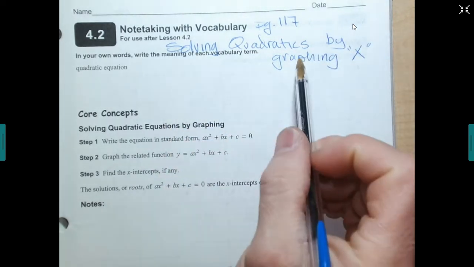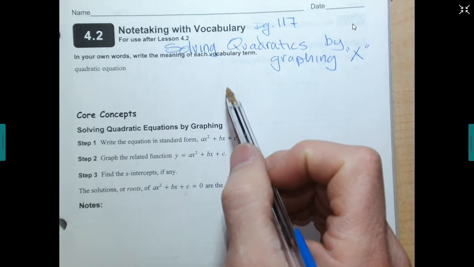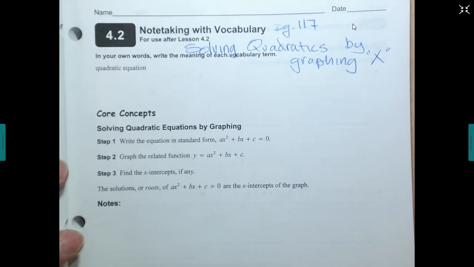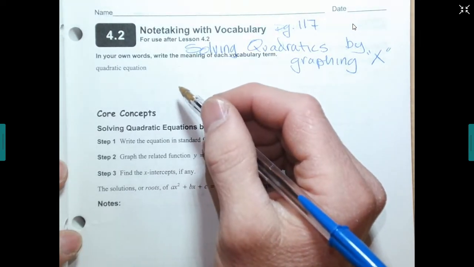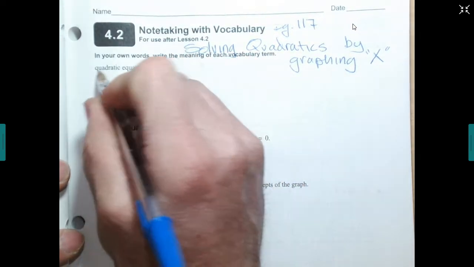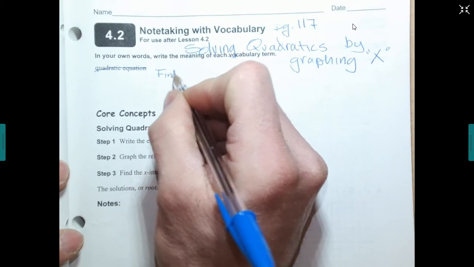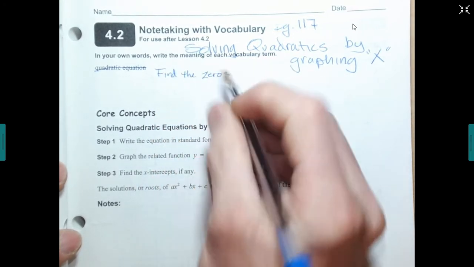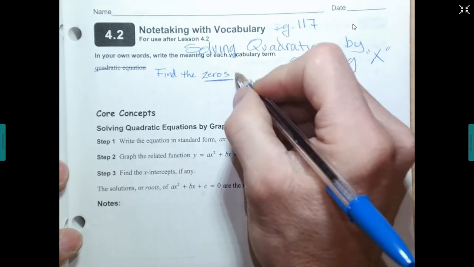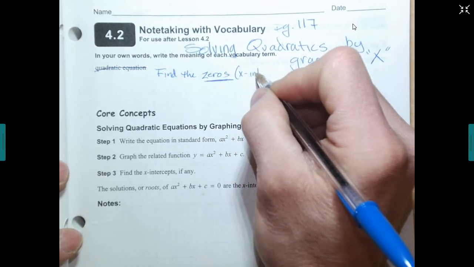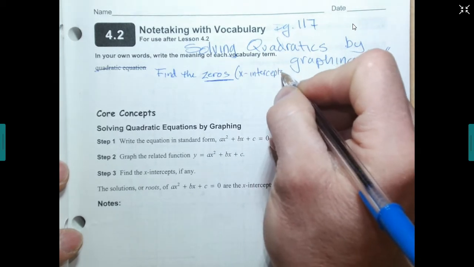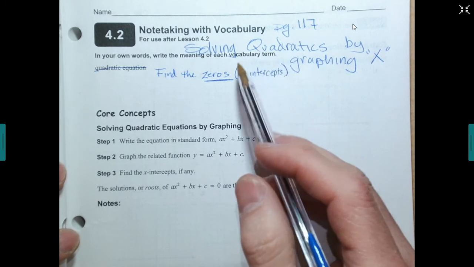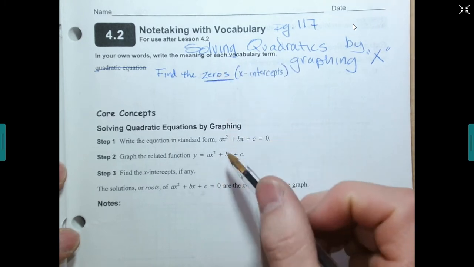So let's do a quick review because we've done something similar, and today is going to be actually a little bit easier than what we did before. If you're asked to find the zeros, the zeros are the x-intercepts. It's where the quadratic function crosses the x-axis.